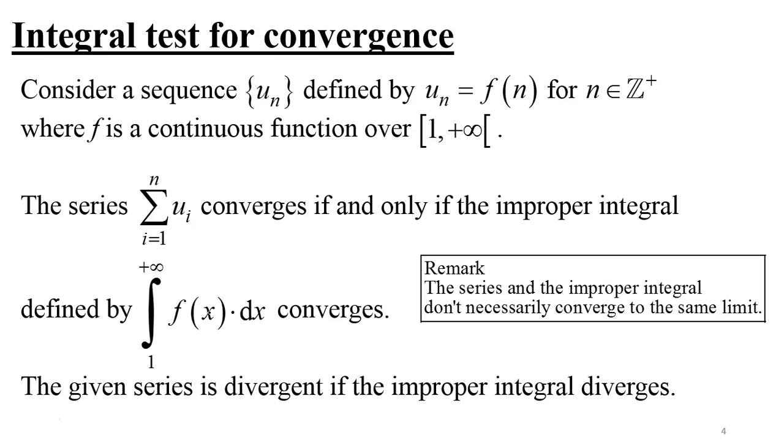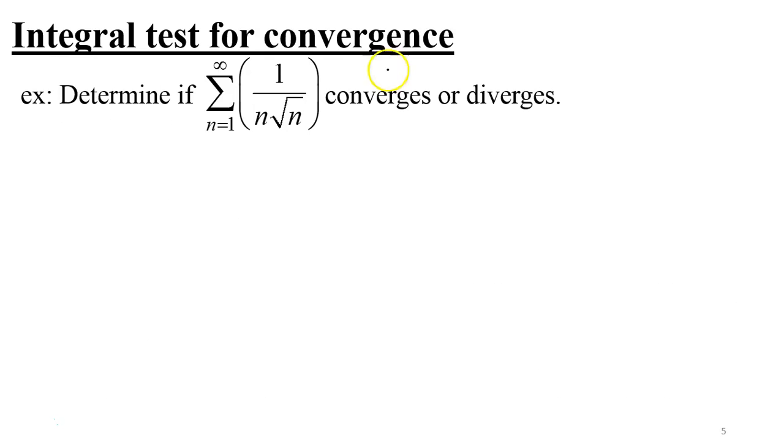So the integral test for convergence of series states that if the improper integral from 1 to positive infinity of f of x dx converges, then the series corresponding to the sequence un is convergent. So the improper integral and the series converge together or diverge together. However, it's very important to note that the integral and the series do not necessarily converge to the same value. The integral test just tells us that the series converges, but it does not really give us the limit of that series. Okay, so let's just consider this example here.